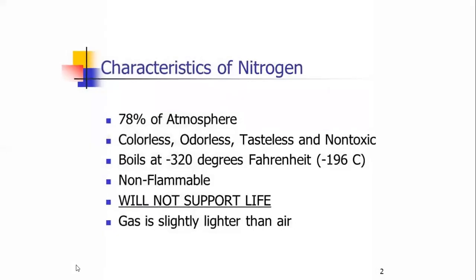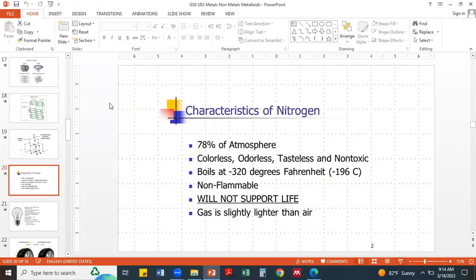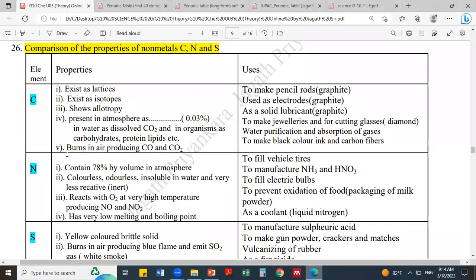So wait, before we move to nitrogen, we will complete the tute, the next part. And right, students, under graphite, we use them in electrodes. And right here, the only nonmetal that conducts electricity, that's why they are used as electrodes. So battery is battery, right? The only nonmetal that conducts electricity.